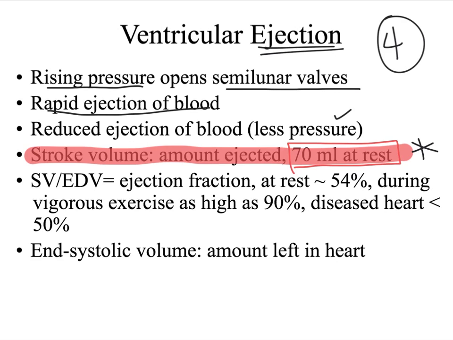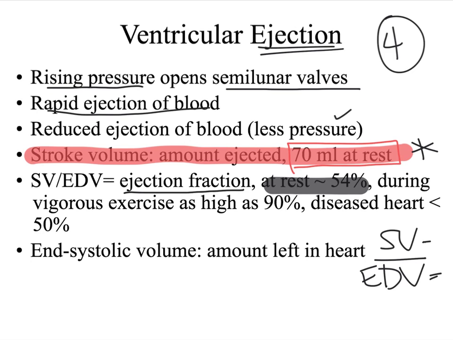Now, you can figure out what fraction of the blood you're actually pumping out. It's called the ejection fraction. You take the stroke volume and you divide it by end diastolic volume. So you're taking how much you're pumping and dividing it by your total amount. At rest, a normal person is about 54%. If you're exercising and your heart's really pumping, it can be as high as 90%. If somebody has heart disease, their ejection fraction is going to be low, less than 50%.